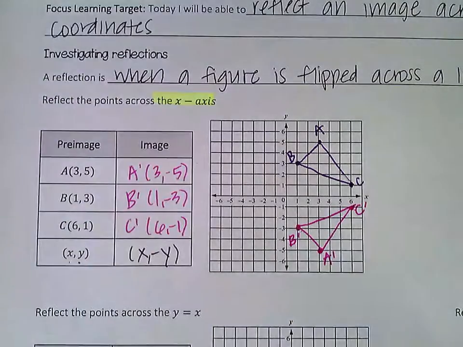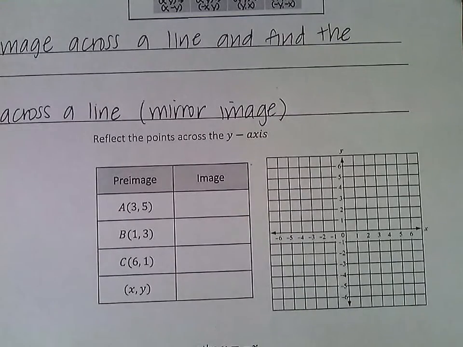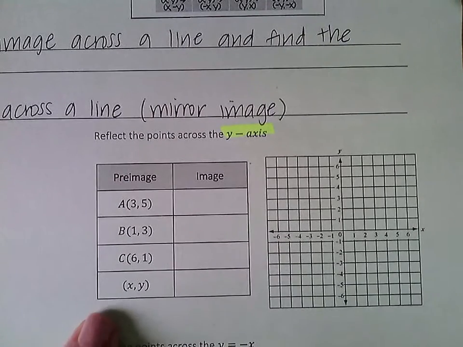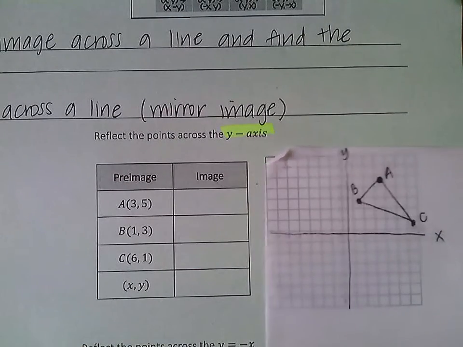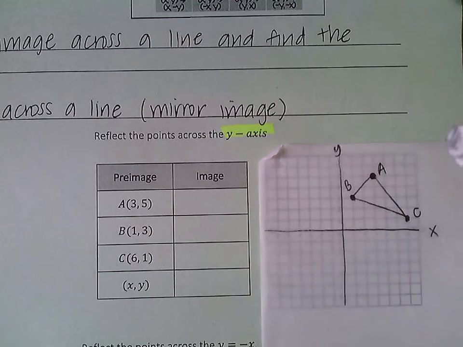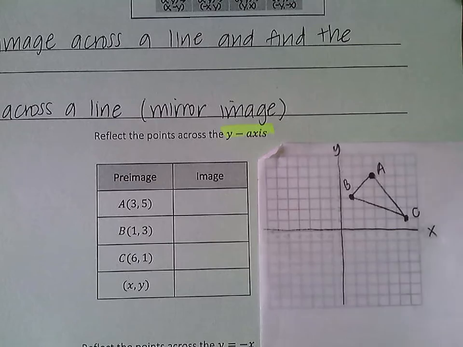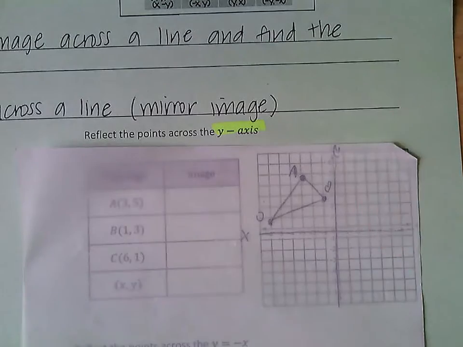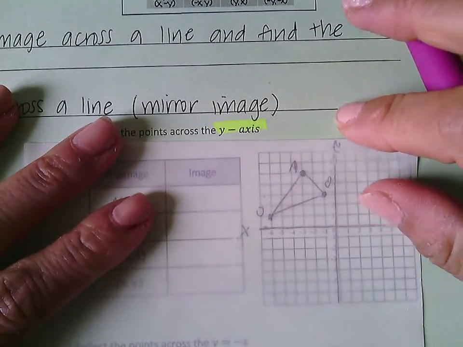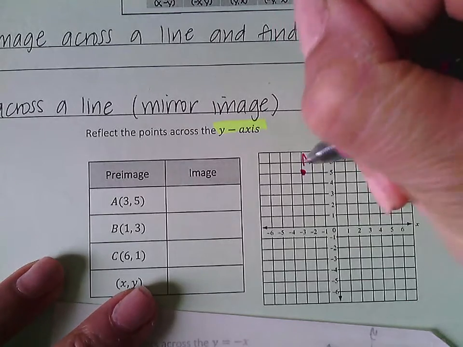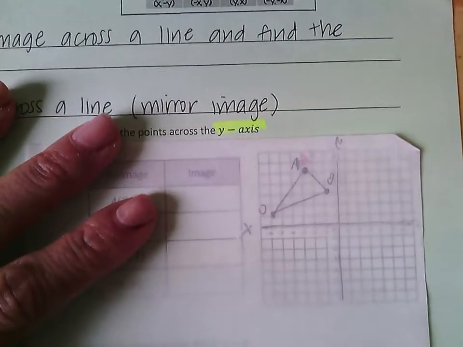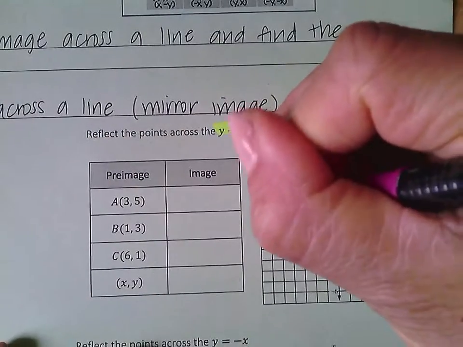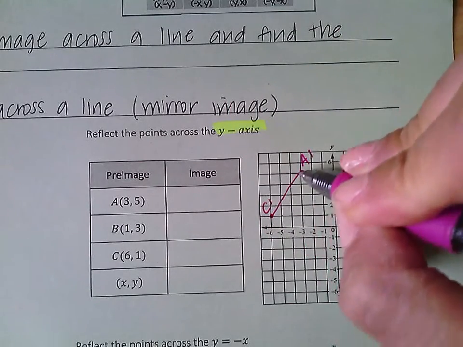Let's take a look at across the Y-axis. So we're going to use the same points. I'm going to line up my triangle here. And when you're flipping across the Y-axis, that means you're going to flip it left and right. So I'm going to flip it, and now I'm in the second quadrant. I'm going to go ahead and graph my points here. A prime, B prime, and C prime. Connect those points.